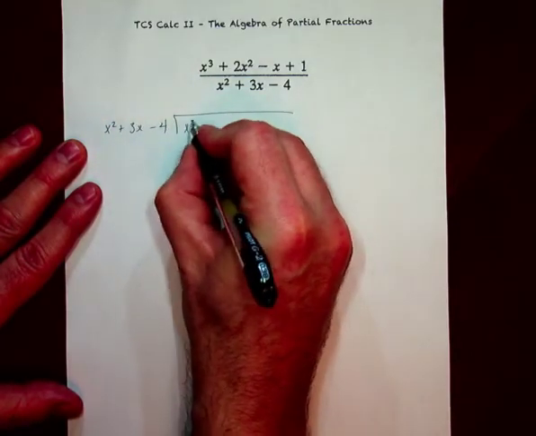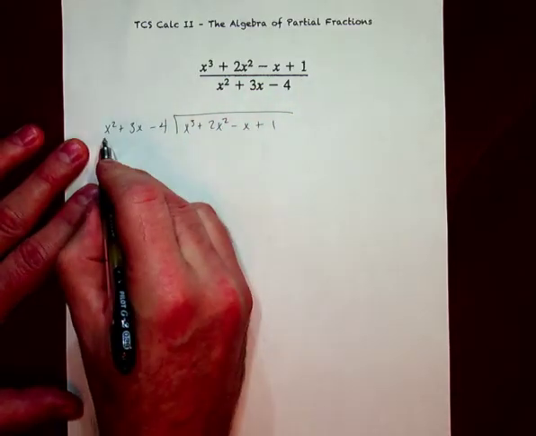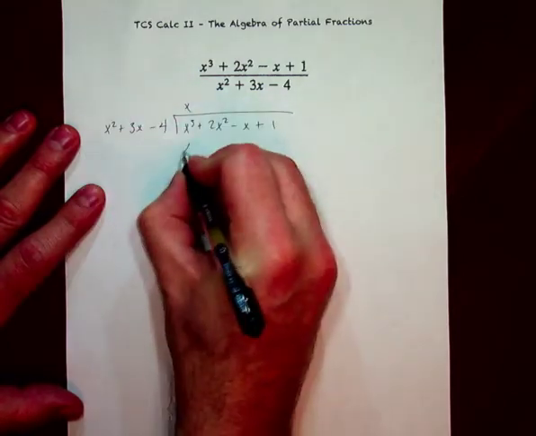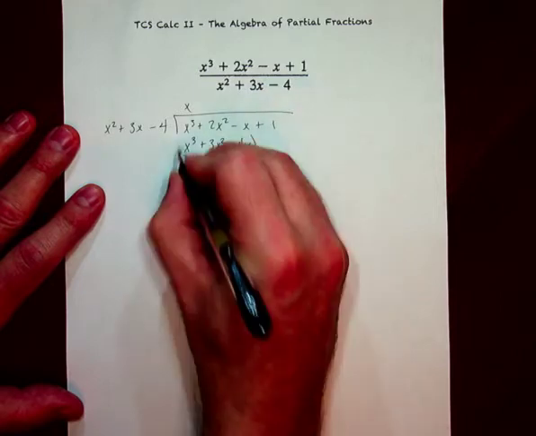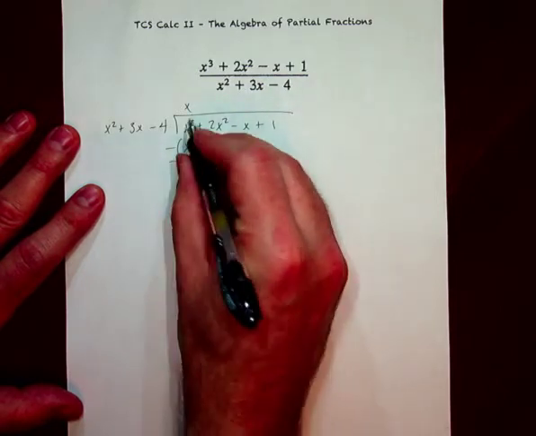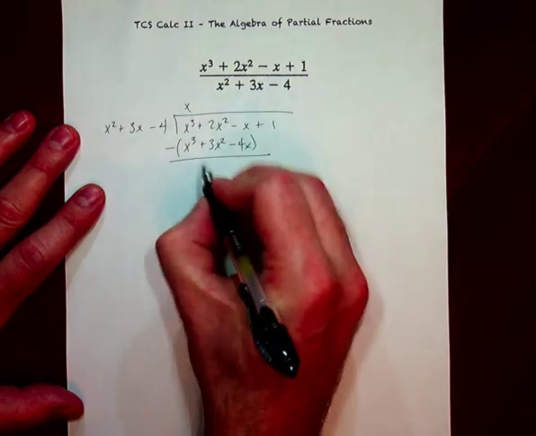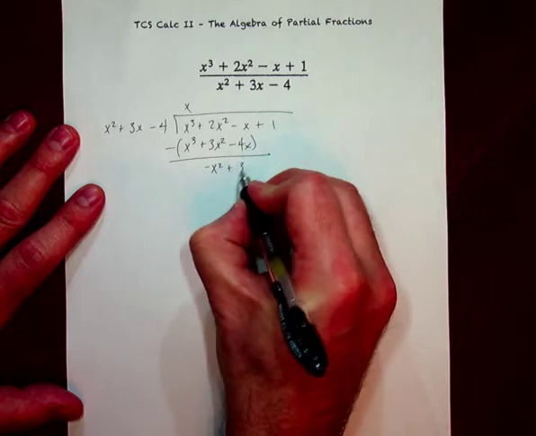And we have x cubed plus 2x squared minus x plus 1. And how many times does x squared go into x cubed? Well, it goes in x times, and then you multiply it, minus 4x, and then of course you subtract all of those, and it's x cubed minus x cubed, which is 0. That was kind of the point. 2x squared minus 3x squared, so -x squared, and -x plus 4x, so plus 3x plus 1.